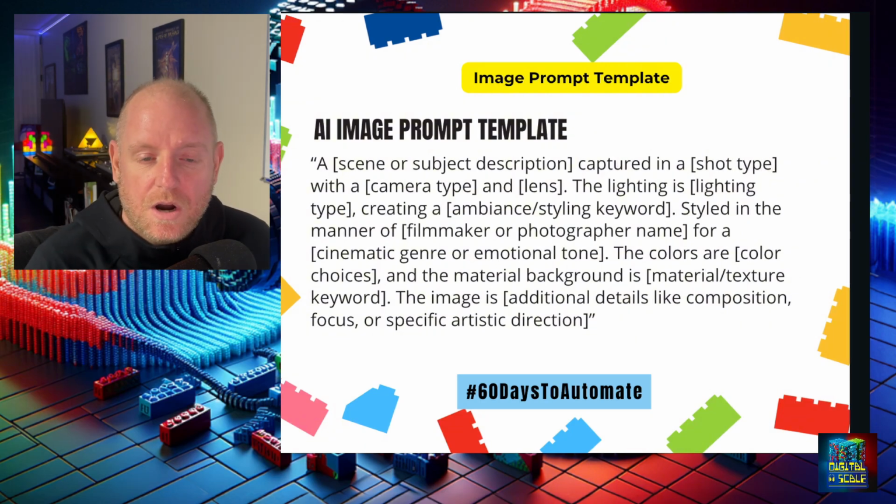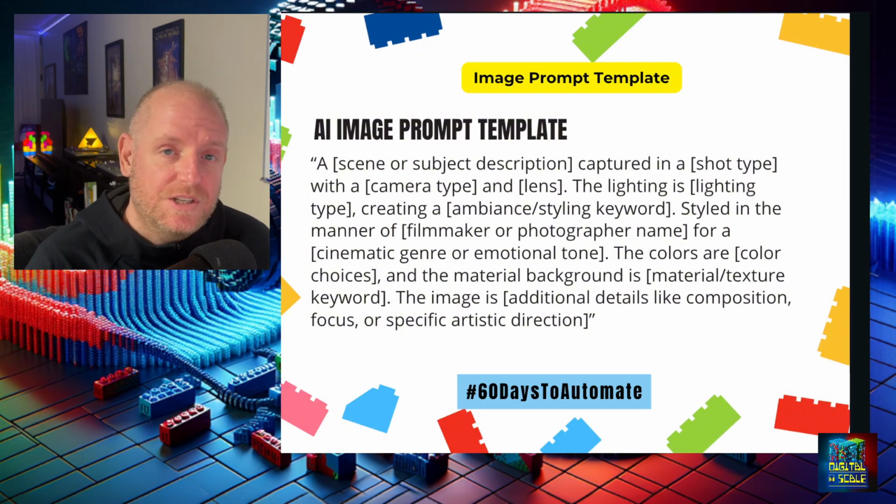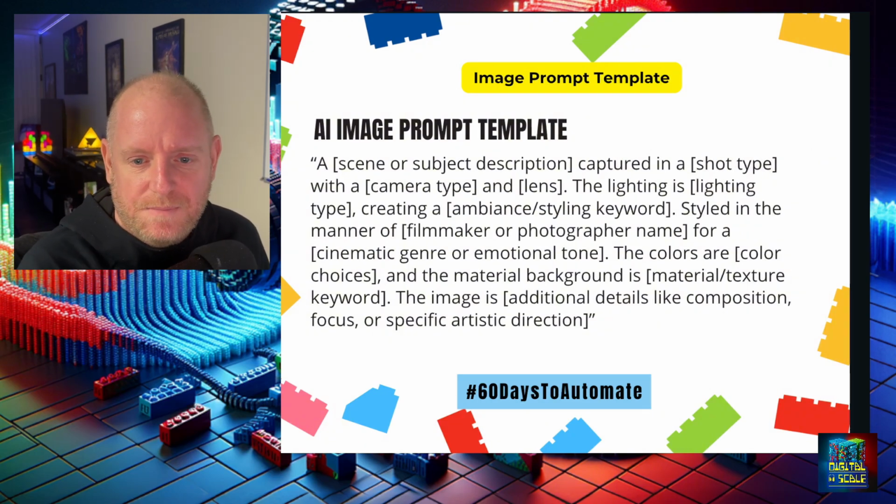The colors are the colors you want to choose, and the material background is whatever background you want. The image is, and then add any additional details like the focus, what's happening in the photo, anything else you want about it. If you use this prompt template, you'll be able to generate really striking photos. So let's see an example of that.